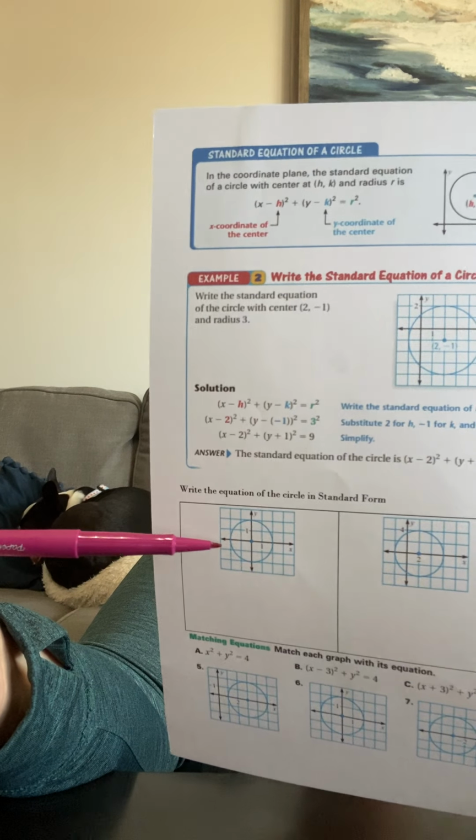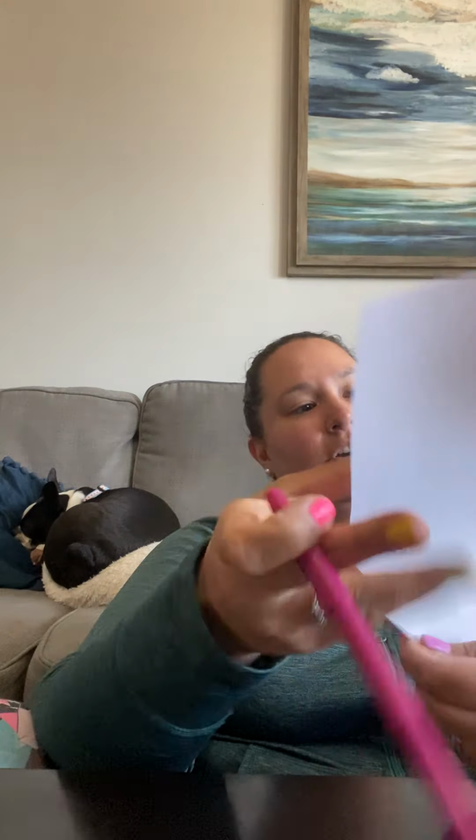So if we look down here, see how the center is at the origin for that one, then we're not going to have to deal with anything other than that radius. So it's going to be x squared plus y squared equals radius squared. Well, the radius is 2, so it's going to be 4 here.